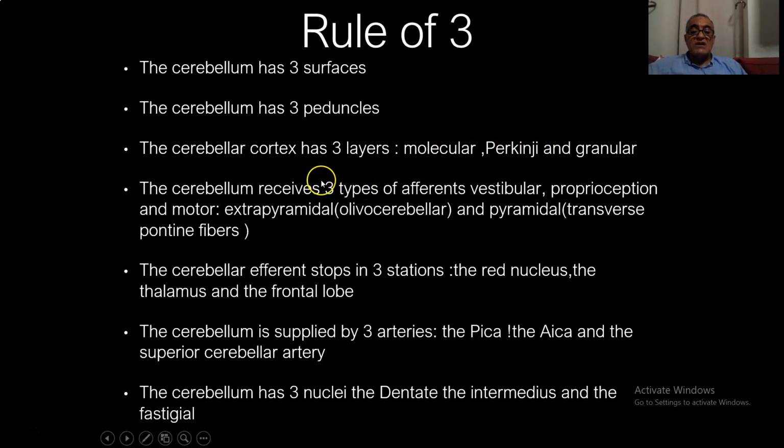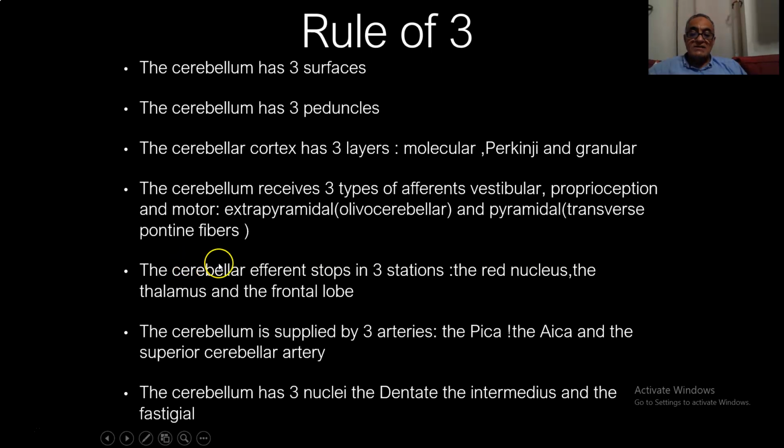The cerebellum receives three types of afferents, giving information to the cerebellum. It gathers information from different parts of the central nervous system, which are concerned with the equilibrium, with the tone, and with the fine movement. So it gathers afferents from the vestibular apparatus, as we'll see, concerned with equilibrium, from the proprioception for the muscle tone, and from the extrapyramidal and the pyramidal, the motor. The motor is either extrapyramidal, the olivocerebellar tract from the inferior olive, or pyramidal from the transverse pontine fibers.